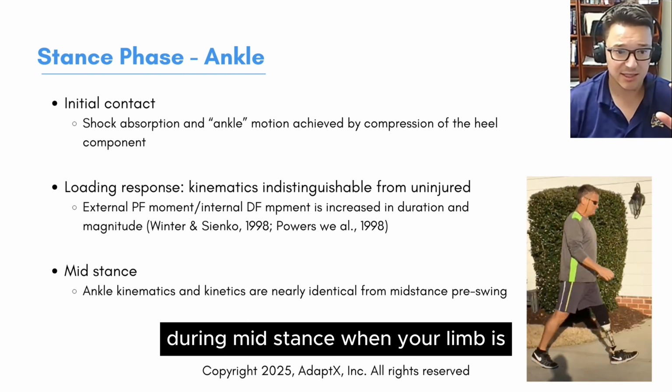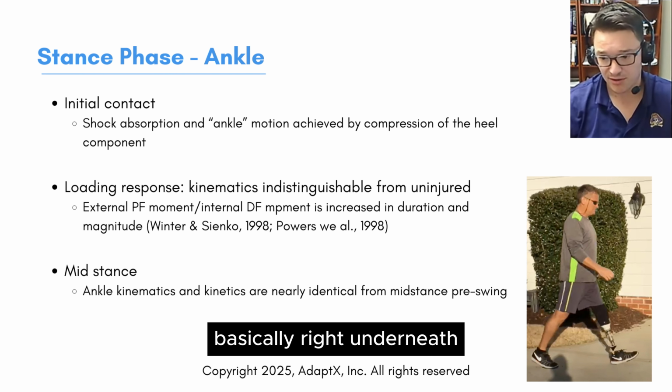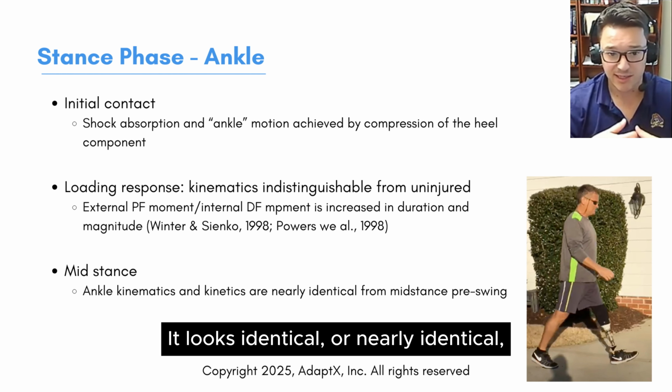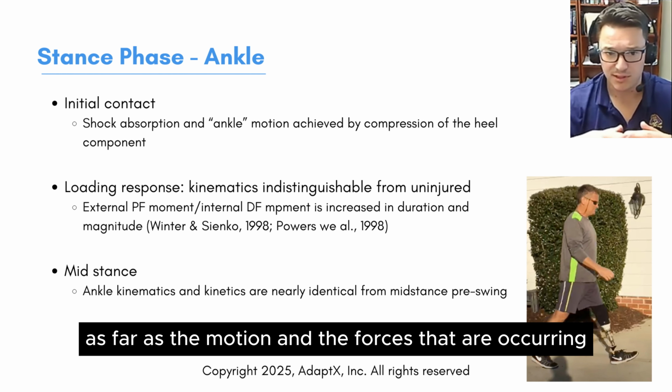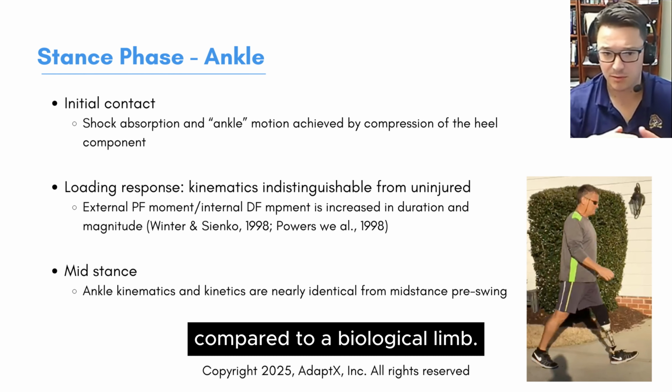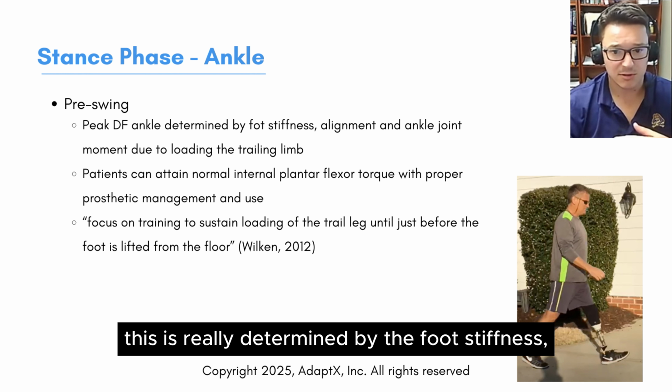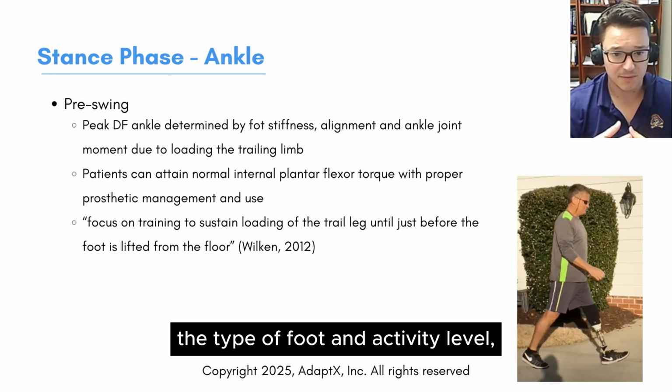During mid-stance, when your limb is basically right underneath your hips and your pelvis, it looks identical or nearly identical as far as the motion and the forces that are occurring compared to a biological limb. And then in pre-swing, this is really determined by the foot stiffness, the type of foot and the activity level.